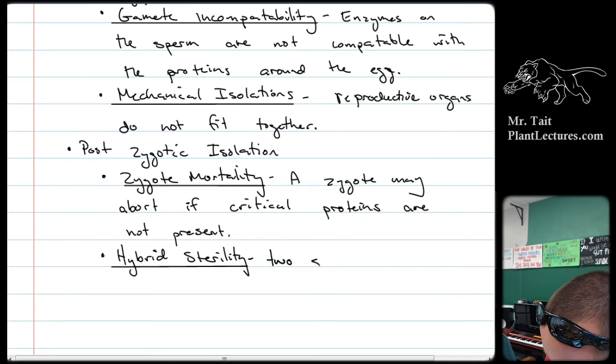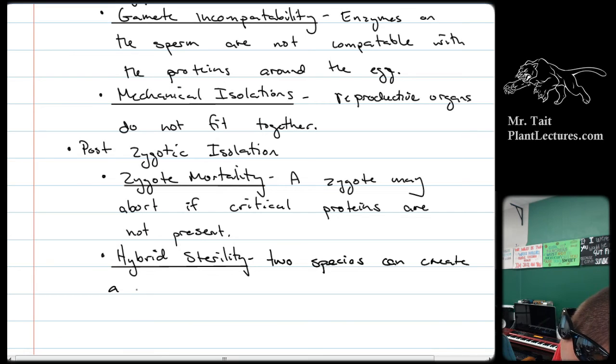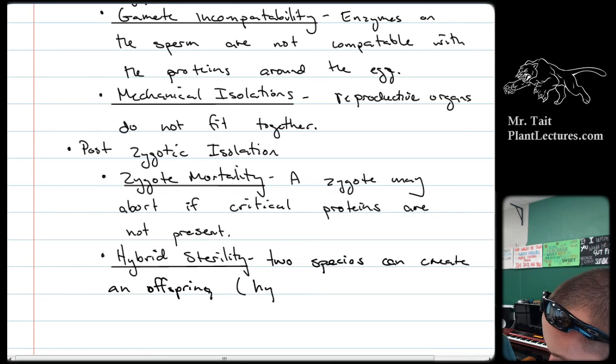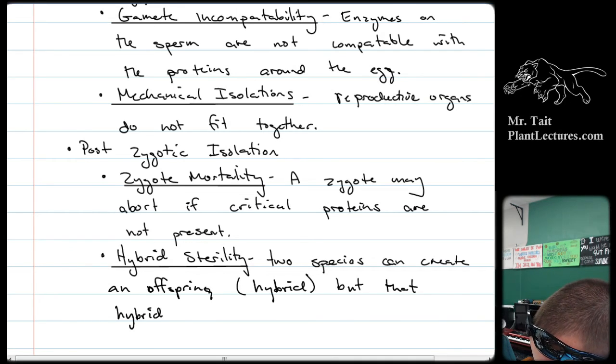This means that two species can create an offspring which would be called a hybrid. But that hybrid cannot produce offspring.